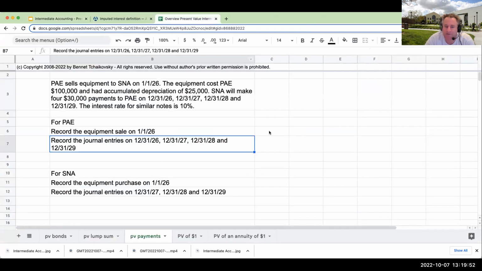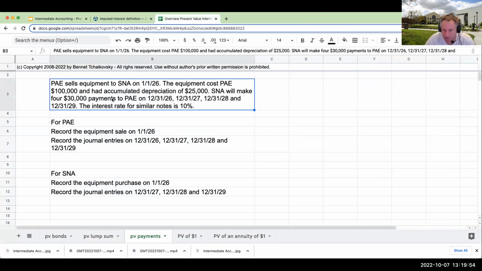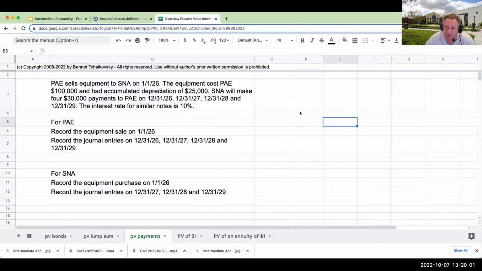So now we're going to have some fun with some payments, right? We're selling equipment. PAE, which is the Everett Airport, by the way, very nice, sells equipment to S&A on January 1st, 2026. The equipment cost PAE $100,000 and had accumulated depreciation of $25,000. S&A will make the four $30,000 payments to PAE on 12/31/26, 12/31/27, 12/31/28, and December 31st, 2029. The interest rate for similar notes is 10%.